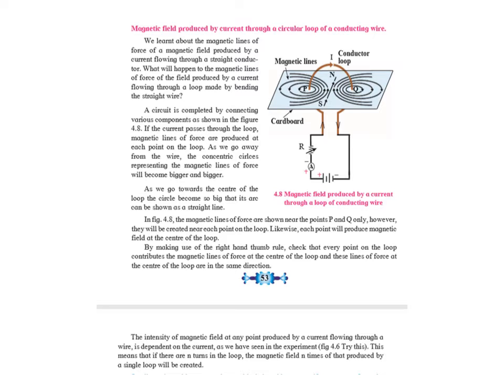The intensity of the magnetic field at any point produced by a current flowing through a wire is dependent on the current. This means that if there are n turns in the loop, a magnetic field n times that produced by the single loop will be created. That means at the center of the loop, it looks like a straight line. It looks like a bar magnet, and it will be as strong as the number of turns or the intensity of the current.